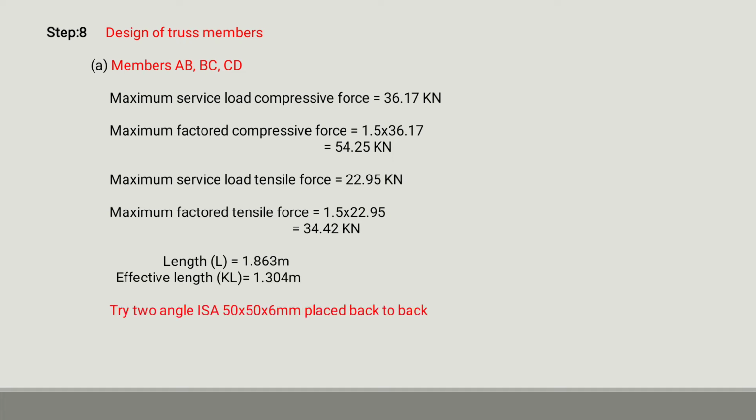Then try two angles, ISA 50 into 50 into 6 mm, placed back to back. So area A is equal to 1136 mm square. Minimum radius of gyration r minimum is equal to 15.1 mm. Then slenderness ratio is equal to KL by r minimum. This formula is taken from our code book IS 800 2007, page number 20. KL we know is 1.304 meter, converted to mm, 1304 mm divided by 15.1. So it's equal to 86.3, which is less than 180, and safe.